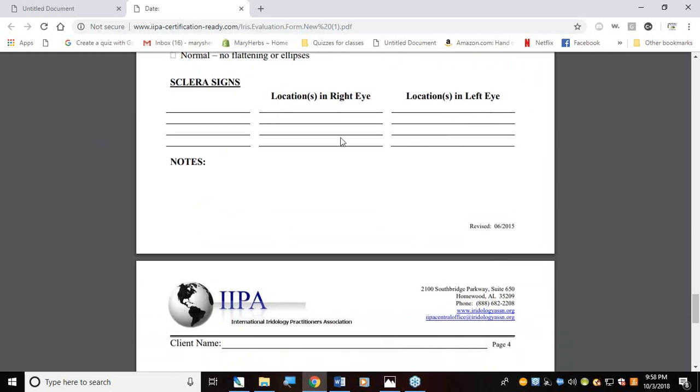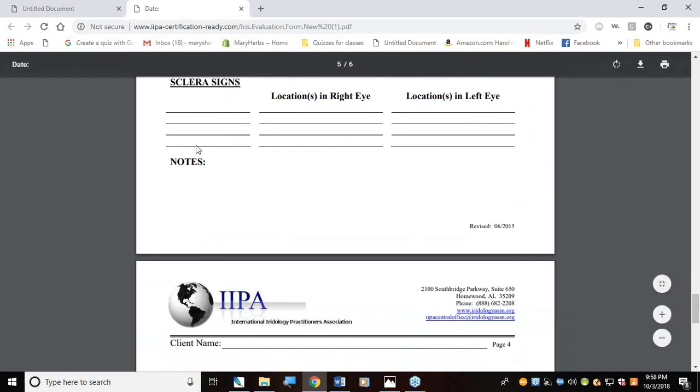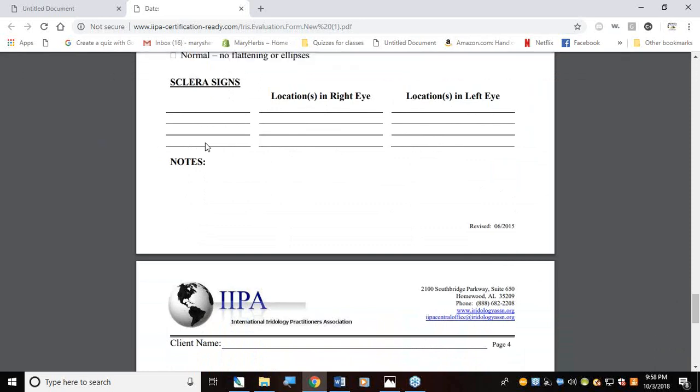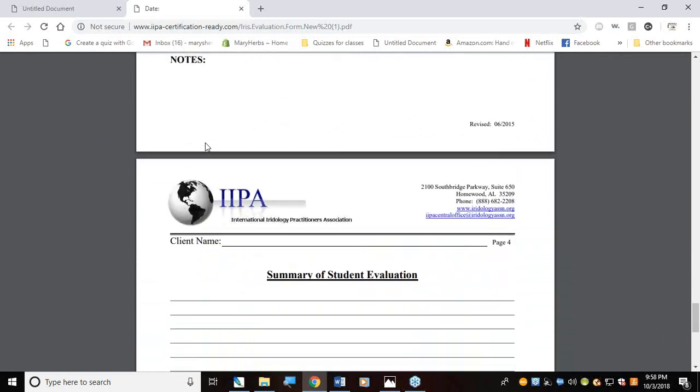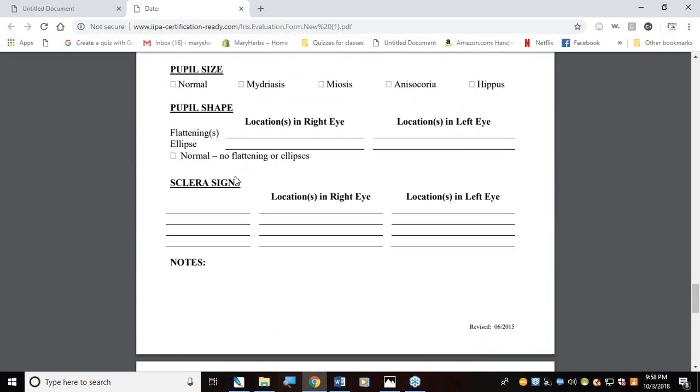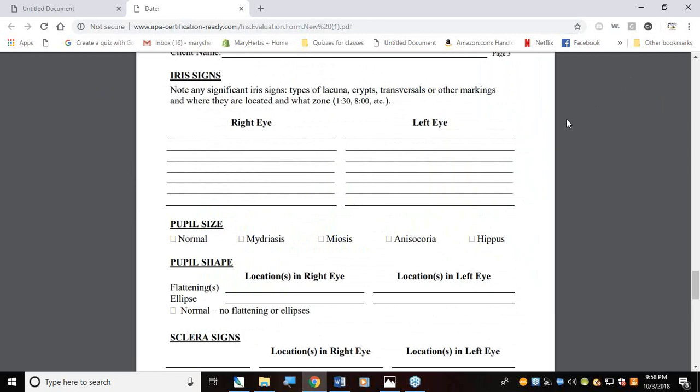Sclera signs, pretty much the same thing. I would put pigment and then the pigment colors. If there's pinguiculas, if there's pterygiums, and let's say there is an indicator line that is tortuous or meandering, or a fork, trauma fork, things like that. And that's all that you need to fill out for both the left and the right eye.